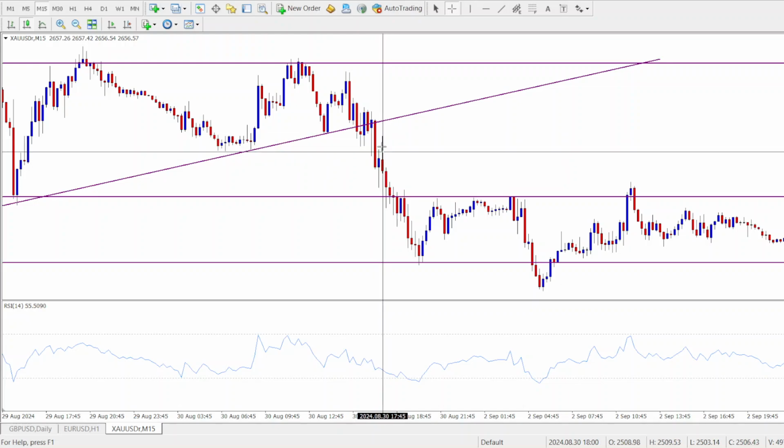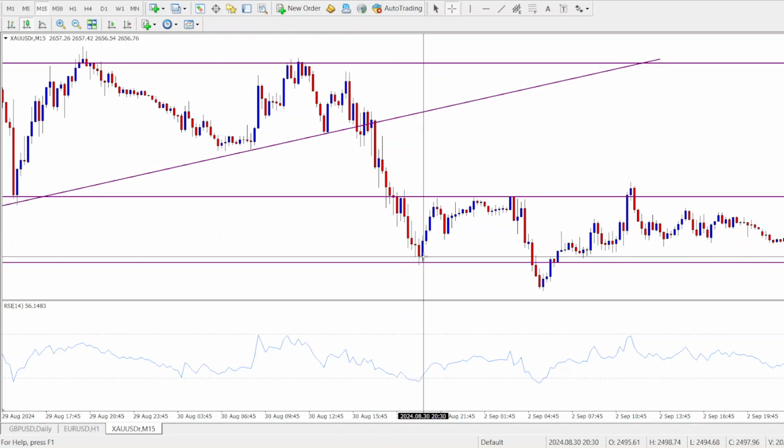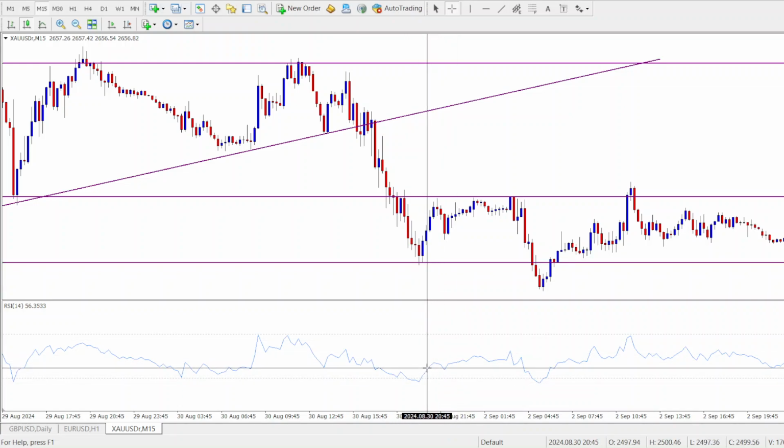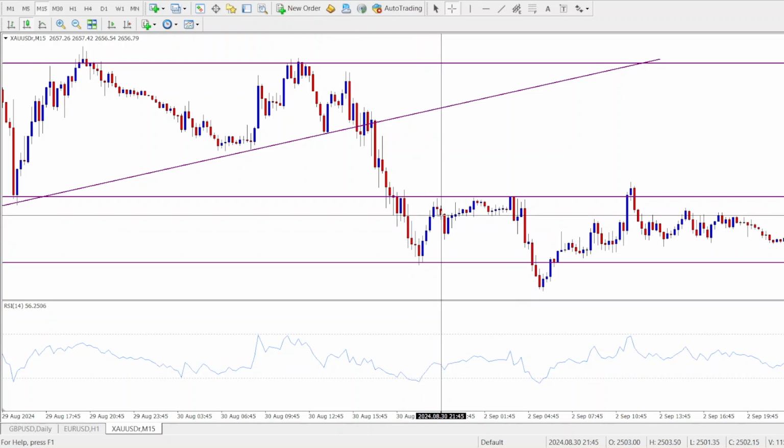So right after that retest, you could have entered another sell, and then you ride it all the way down to this support level as the RSI began to point upwards. This support level would have served as extra confirmation that the bearish move has come to an end.